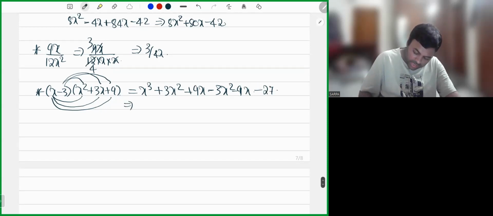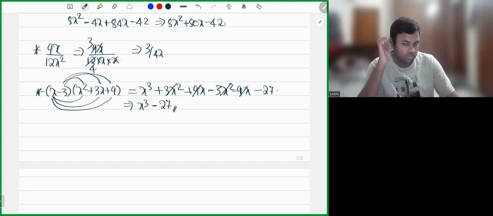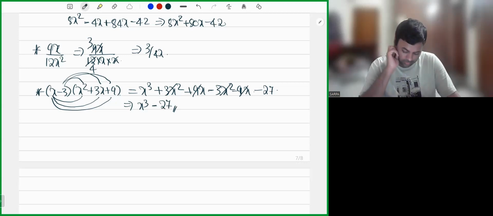So x cube is as it is. Plus 3x square minus 3x square, plus 9x minus 9x get cancelled. Minus 27. X cube minus 27. Okay. So I hope that point is fine. Yes, sir. That point is completely fine.